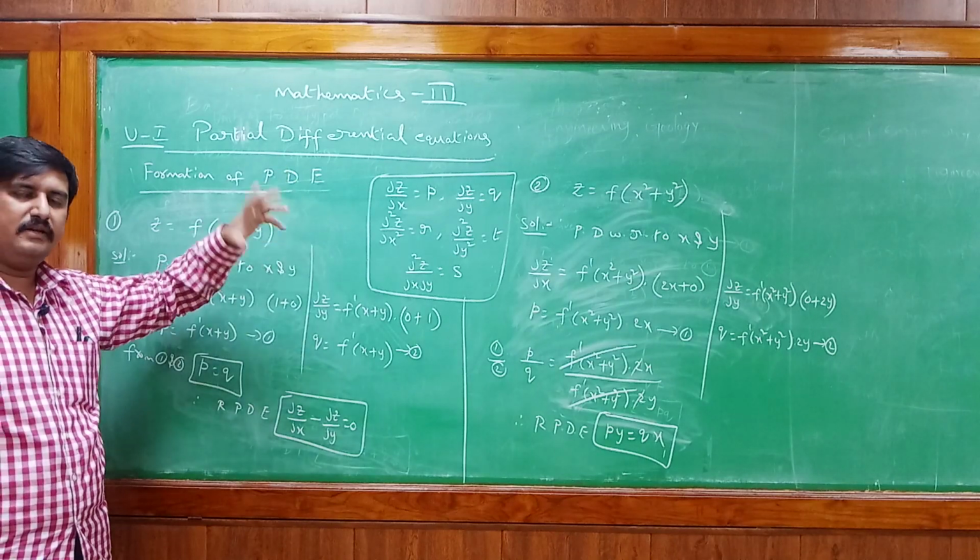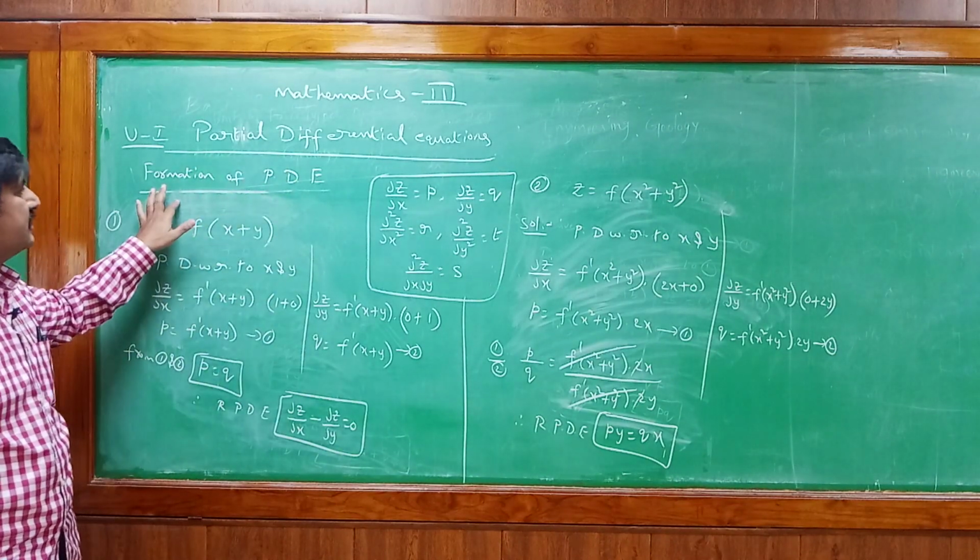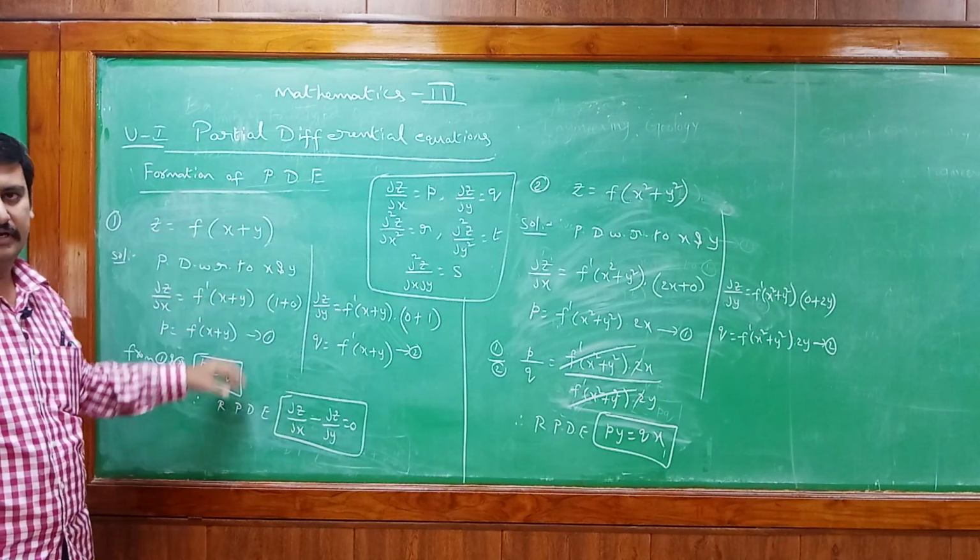This is the second method of forming a partial differential equation. What is the first method? Earlier we discussed the elimination of arbitrary constants method. Now the second method is the elimination of arbitrary functions method. Okay.